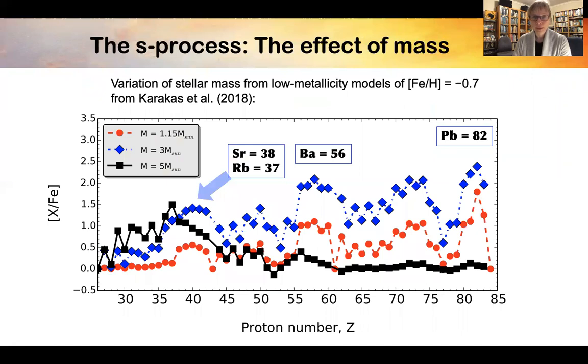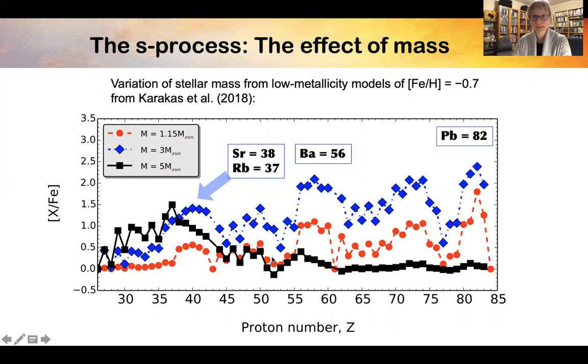What is the effect on mass from theoretical models? In this plot, I'd like to show, and hopefully you can see from my little inset here, proton number on the x-axis and [X/Fe] on the y-axis. These are the predictions from a number of theoretical models from about 1.2 solar mass up to 5 solar mass. The red points are my 1.15 solar mass model, the 3 solar mass is shown in blue diamonds, and the black squares are the 5 solar mass prediction.